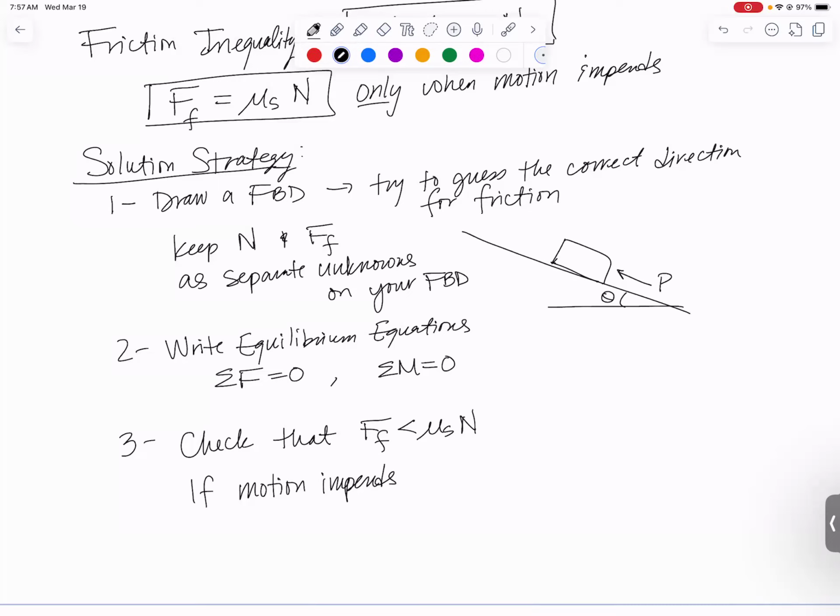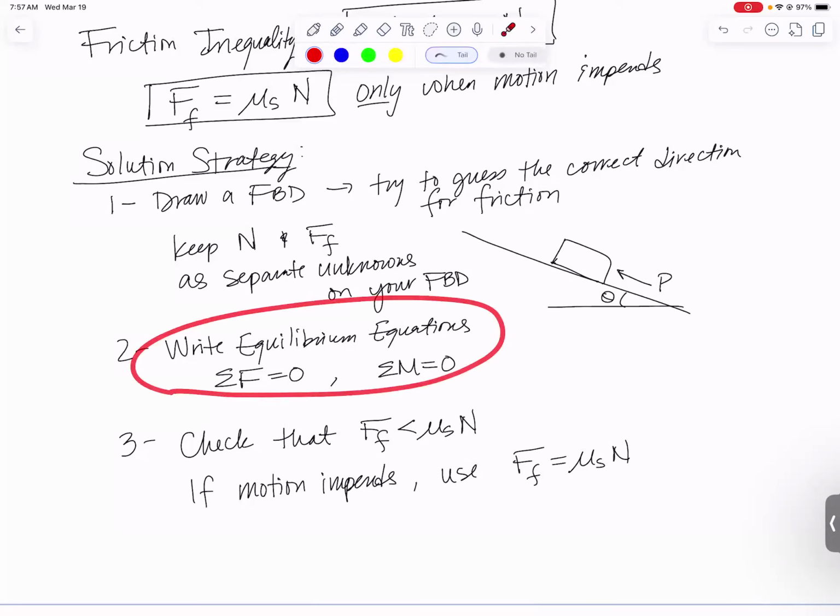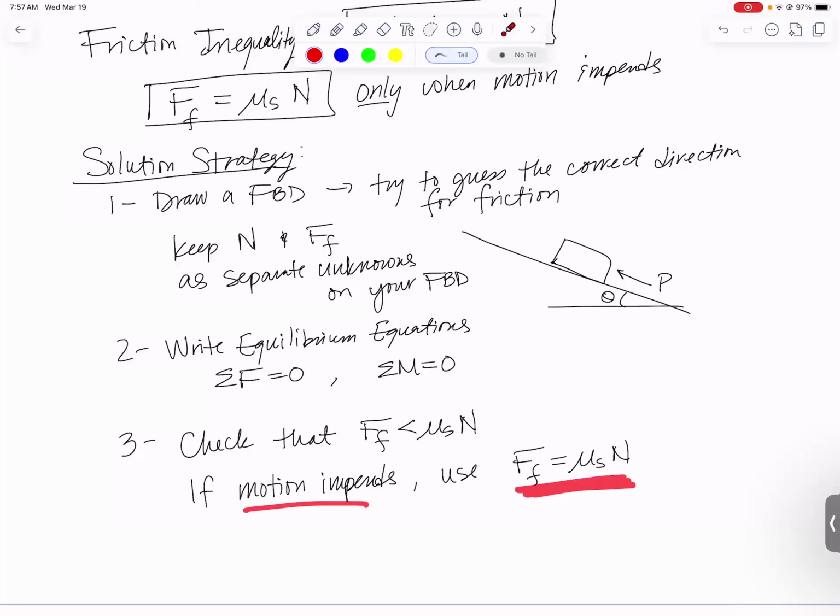Those are examples of the wording you'll see for impending motion problems. If motion impends, we will also use that the friction force is equal to the coefficient times the normal. In this equilibrium equation step, we may not have enough equations to solve because if it's a motion impending problem, we may need to add this as a third or fourth equation with these others to be able to solve. So you're either in a friction problem just double checking that it didn't slip, or using the fact that you're right on the verge of slipping to add one more equation to be able to solve.